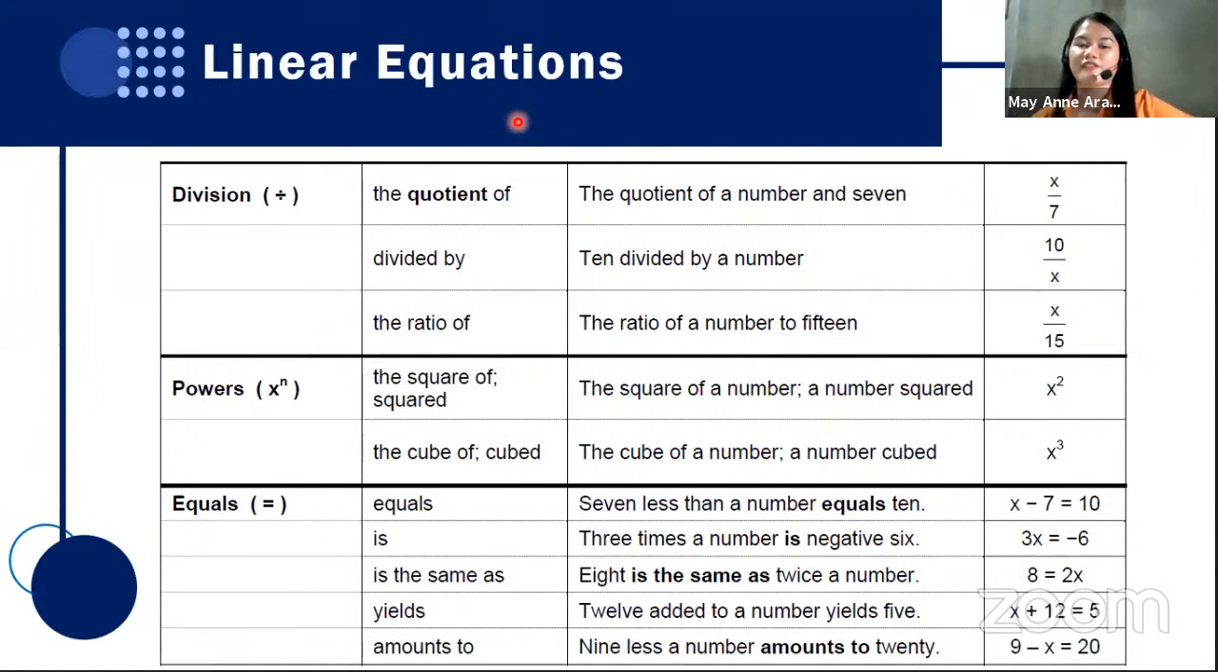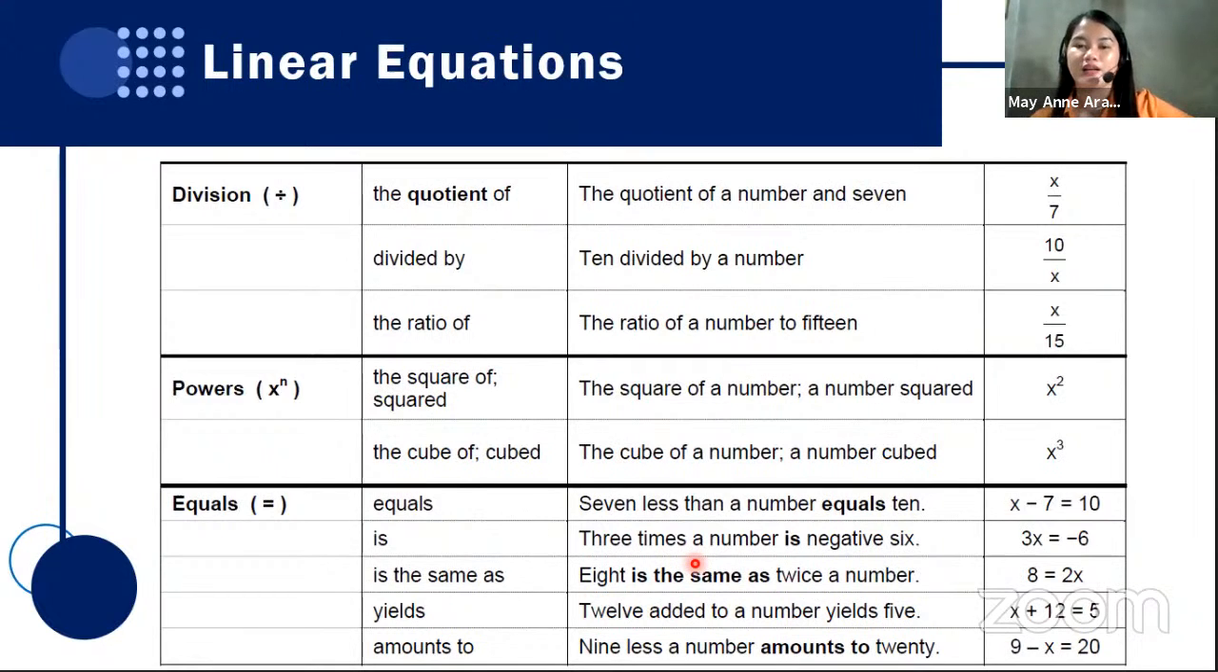Okay, for equals, so ito usually ginagamit siya sa mga problem solving din, tong equals, no? Then sa age problem, sa number problem, and other problems. So equals. 7 less than a number equals 10. So x minus 7 is equal to 10. For is, so it also indicates equal, the equal sign. 3 times a number is negative 6. So meaning 3x is equal to negative 6.